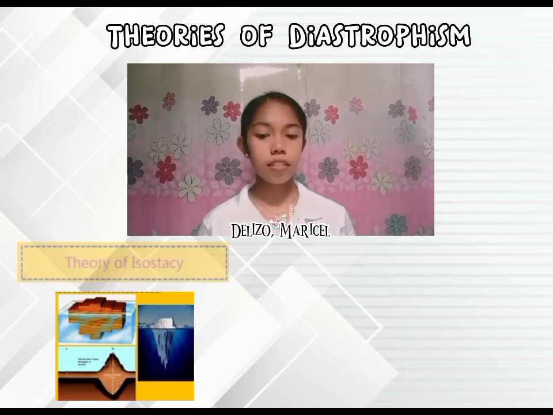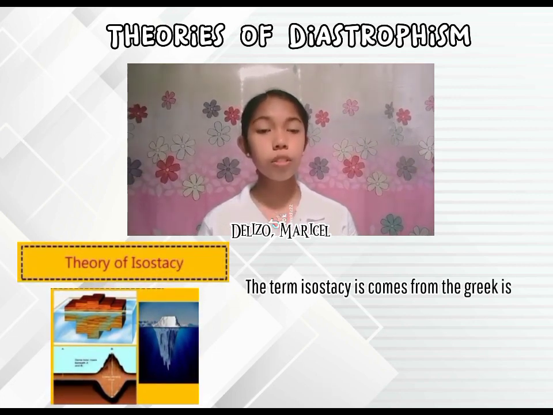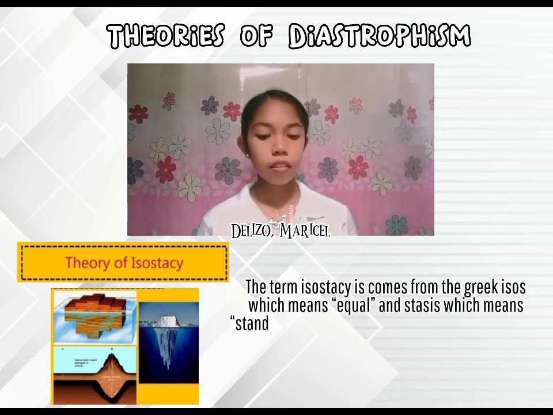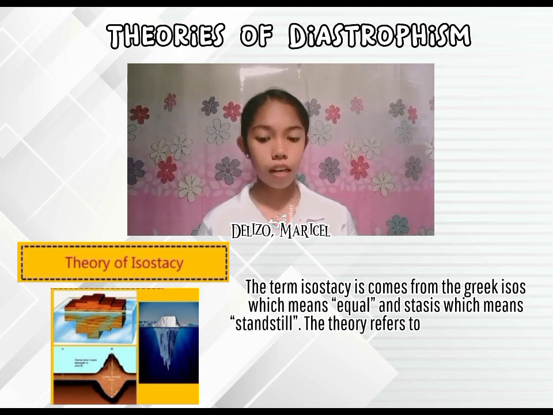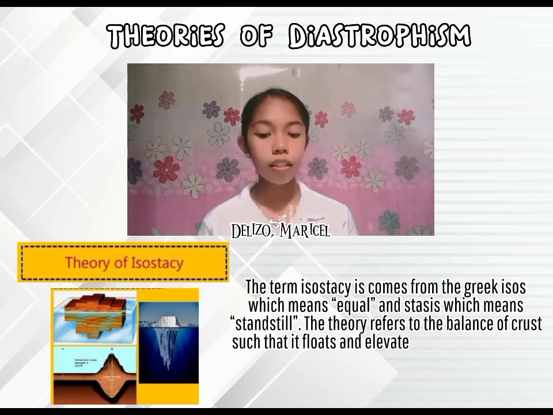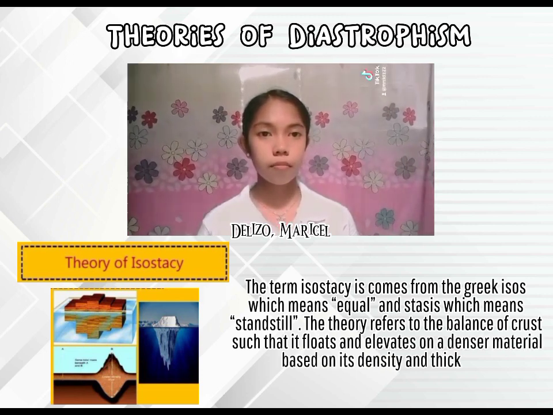Theory of isostasy. The term isostasy has come from a Greek word isos, which means equal, and stasis, which means standstill. The theory refers to the balance of the crust, such that it floats and elevates on a denser material based on its density and thickness.